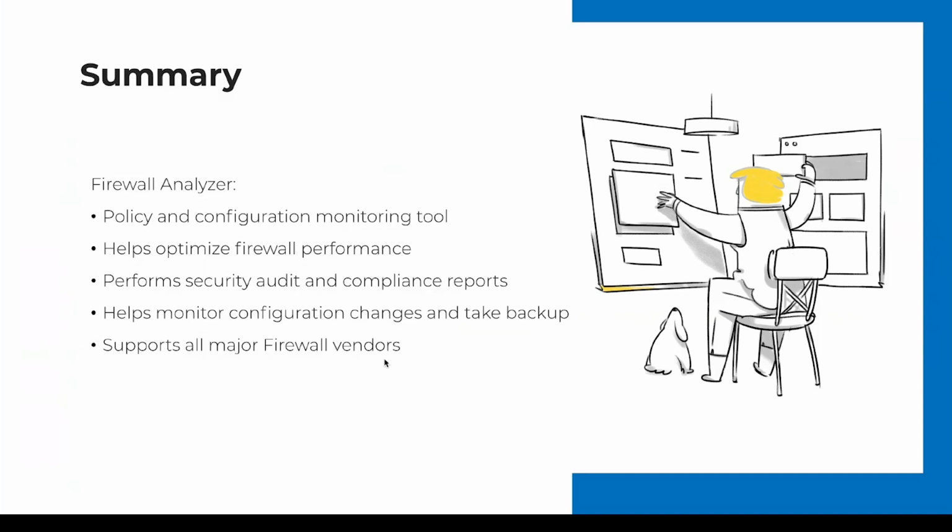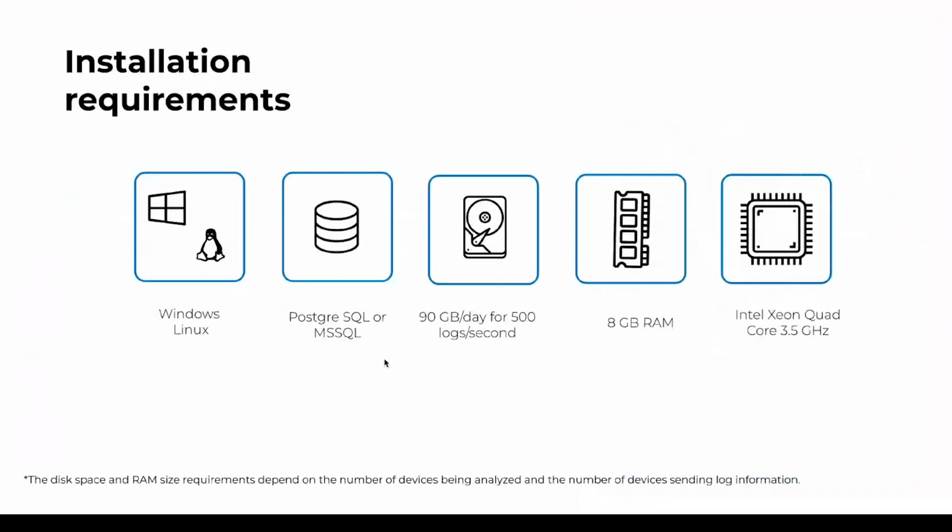So moving on, these are the basic installation requirements for Firewall Analyzer. It can be installed on a Windows or Linux system, and all the syslogs received by Firewall Analyzer are by default stored in the Postgres database. You can also configure the syslog to be stored in an MS SQL database. The disk space and RAM are mentioned here, and the same might vary depending on the number of devices being analyzed in your network and the number of devices that are sending log information to Firewall Analyzer.